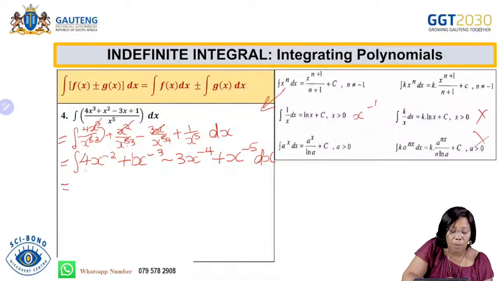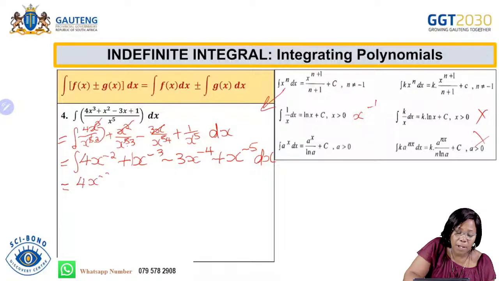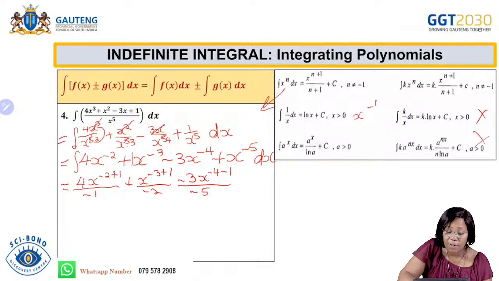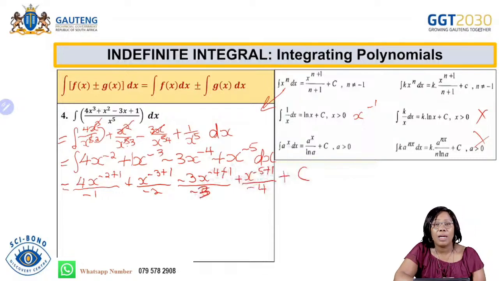Therefore, let's go. Rule number 1 is 4x to the power minus 2 plus 1, and the minus 2 plus 1 is a minus 1. And then plus x to the power minus 3 plus 1, and minus 3 plus 1 is a minus 2. And minus 3x to the power minus 4 plus 1, minus 4 plus 1 is a minus 3. And then we have a plus x to the power minus 5 plus 1, and then minus 5 plus 1 is a minus 4. And then we have integrated, therefore we bring in a plus c there.